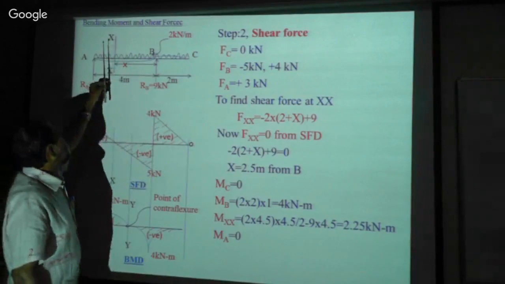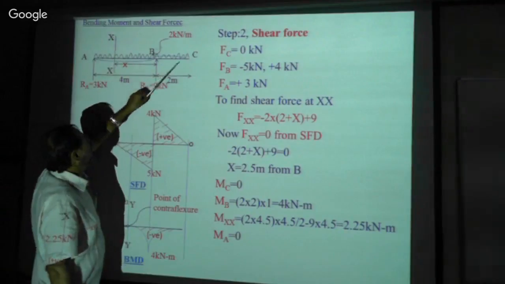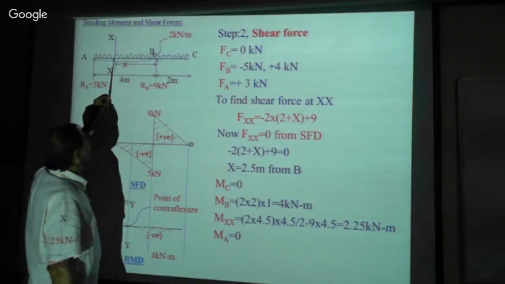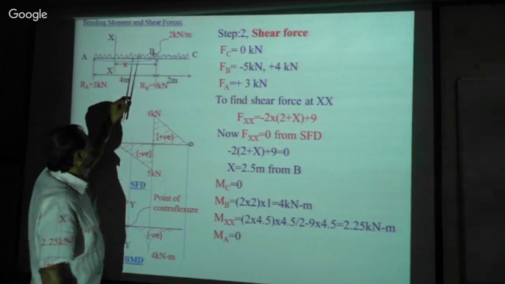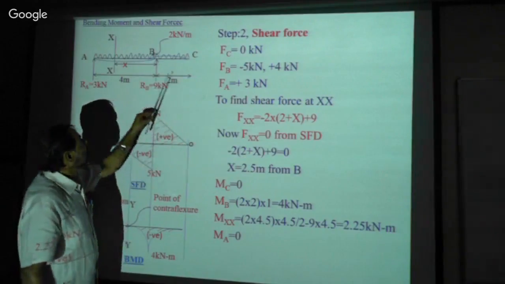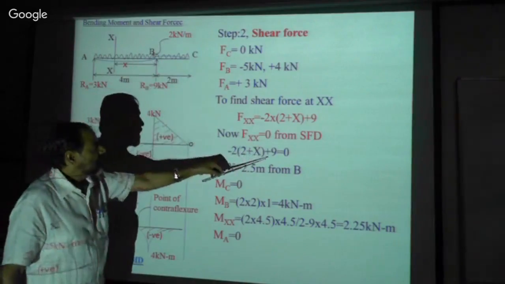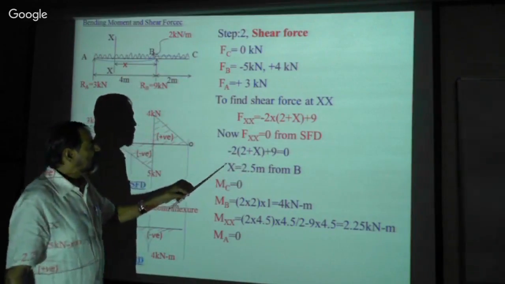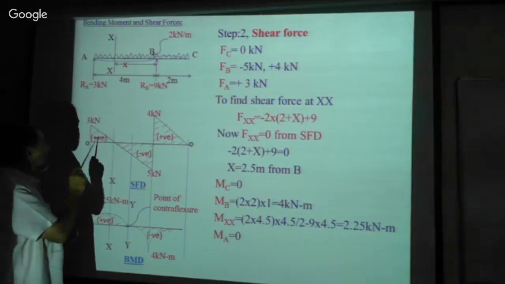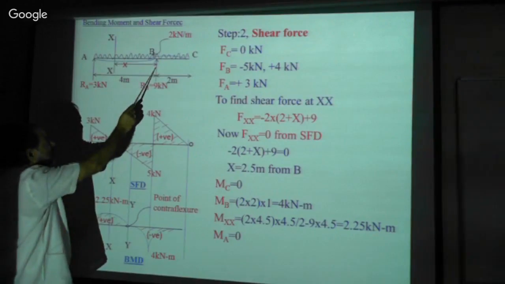Now let us calculate it. From here to here, it is 2 plus x. The shear force is 2 kilonewton per meter load, multiplied by the distance 2 plus x, isn't it? That is downward. The other force is acting upward, and it is 9 kilonewton. Therefore, x is equal to 2.5 meter. Therefore, the shear force changes its sign at a distance 2.5 meter from the right hand support.